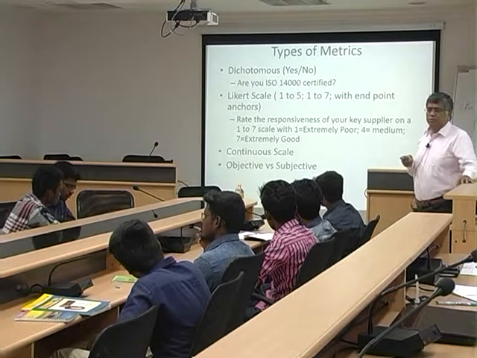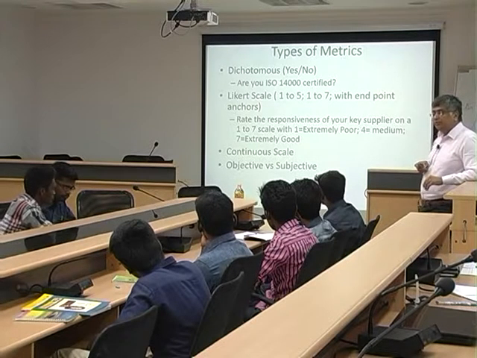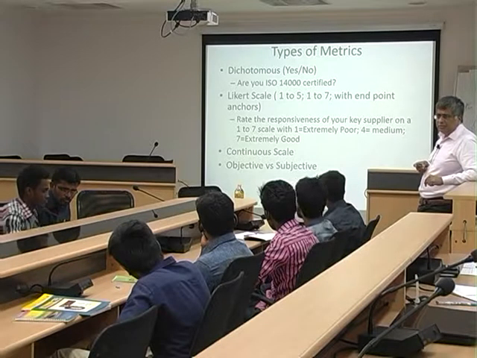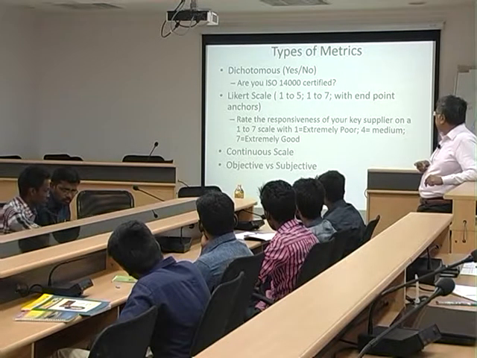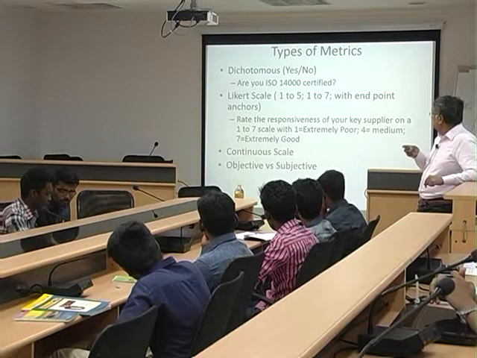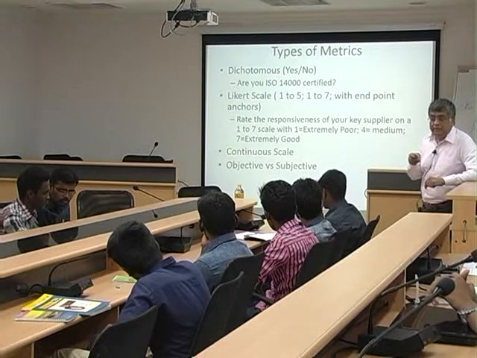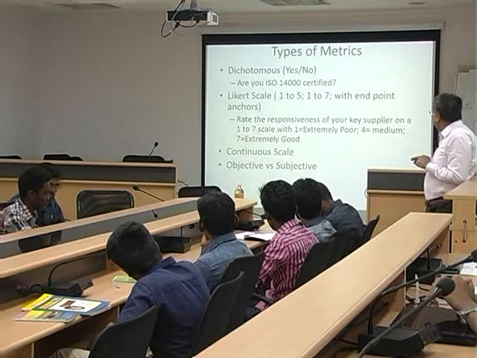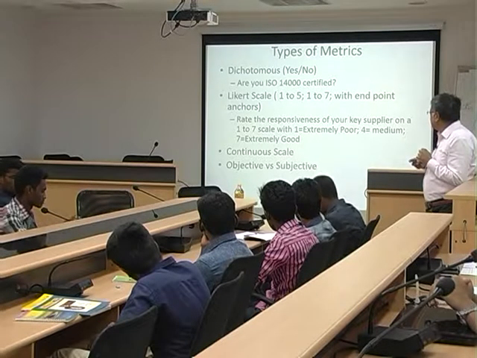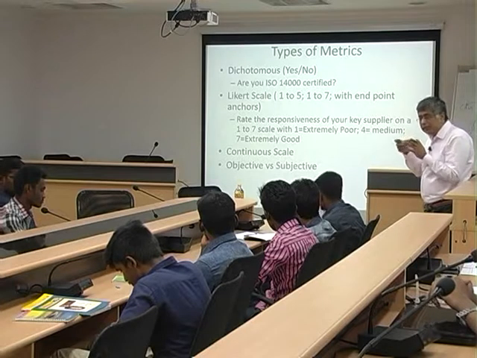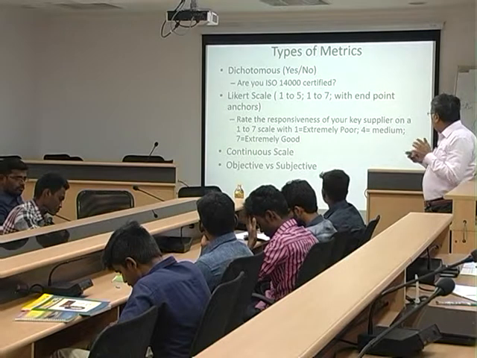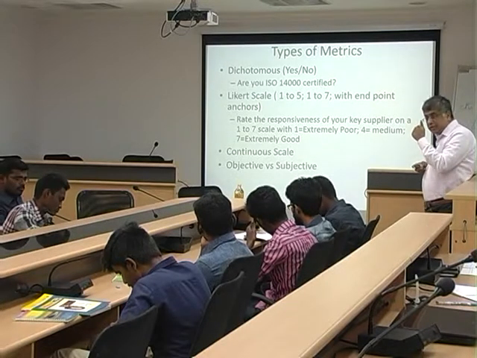So I want to promote a very important concept on measurement. When you don't know anything about a measurement scheme, for example, are you ISO 14000 certified or not, you start out with being dichotomous, yes or no. Then when you get to more details about the measurement system, you're able to get a Likert scheme, like 1 to 5, 1 to 7, saying how well you've done on this particular scheme.